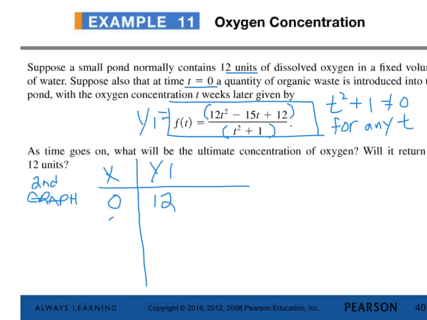At the end of 2 weeks, however, if you evaluate that function at t equals 2, that turns out to be 30 over 5, which is equal to 6, which means the quantity of dissolved oxygen has dropped to half because of that organic waste. Now, if you wait 2 more weeks until it's been 4 weeks and you substitute in 4, 2 times 4 squared minus 15 times 4 plus 12 over 4 squared plus 1, that turns out to be about 8.5.